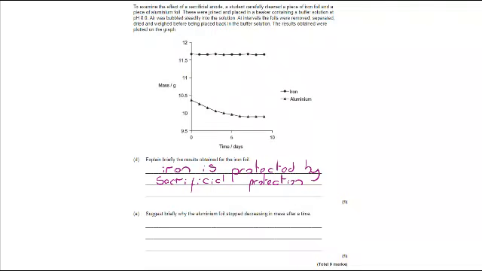Why would the aluminium foil stop decreasing in mass after a given time? Now, this again relates to wider knowledge of chemistry. Aluminium will usually form a protective oxide layer. So over time, a protective coating will form on the aluminium surface that will prevent the reaction from continuing.